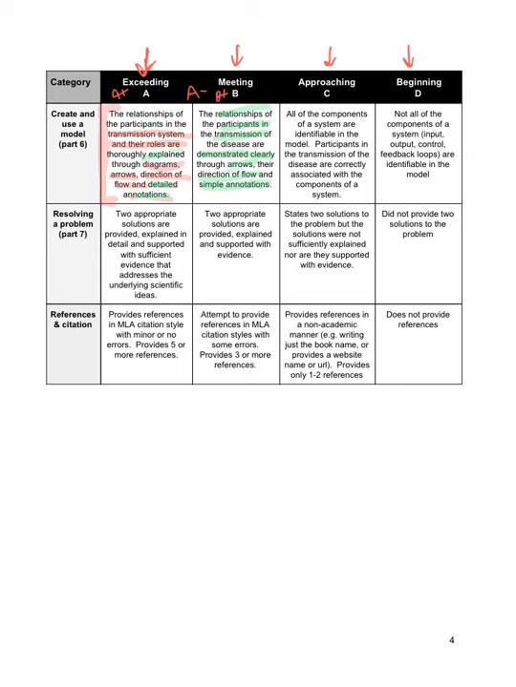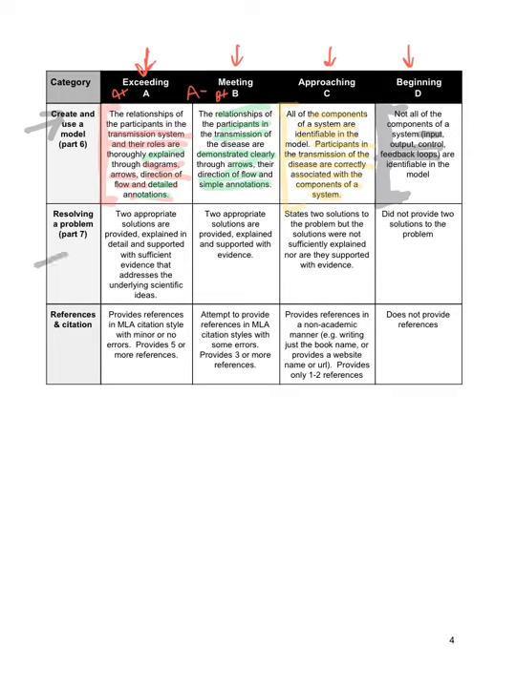When you get into the C range, we can identify the parts of the system, but as far as how they're associated and interacting, the participants in the transmission of the disease are associated with the components of the system, but we might not see the interaction. Now, in the D range, you are either missing the components or they're just not identifiable in the model. So you have not demonstrated an understanding of how these components are related or are part of a system. That's the first part of the rubric.